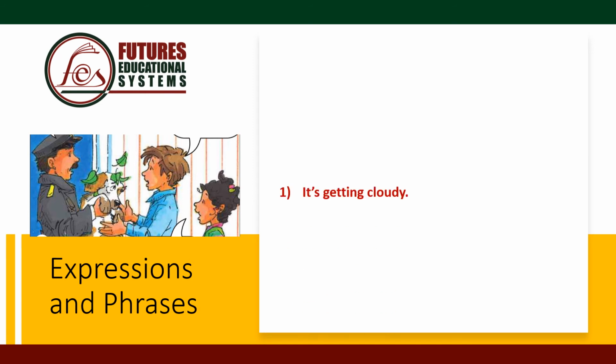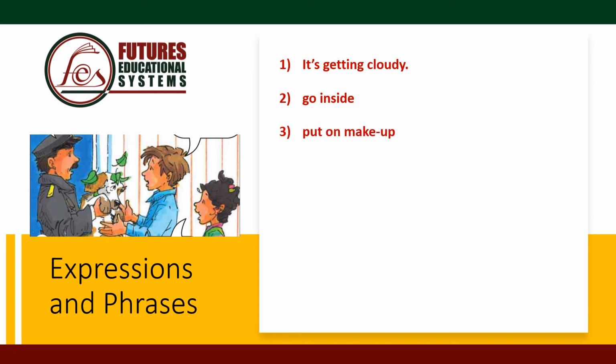Expressions and phrases. It's getting cloudy. When we see lots of clouds in the sky, we can say it's getting cloudy. Maybe it's going to rain. Number 2, go inside. If you're outside, you go inside to avoid the rain. Number 3, put on makeup.